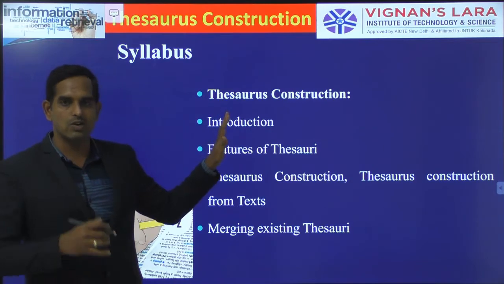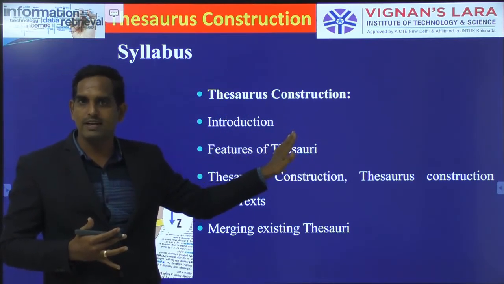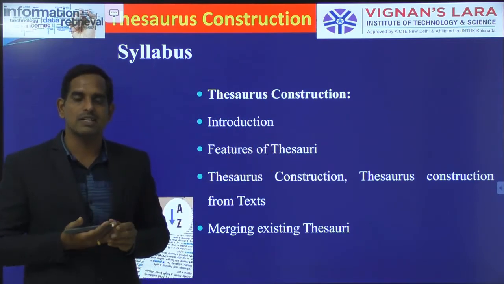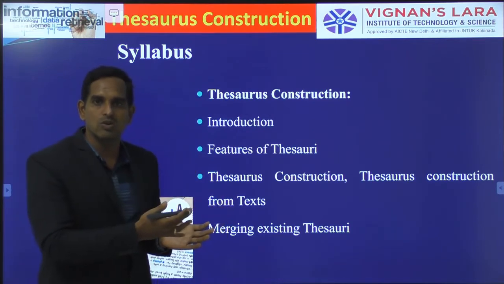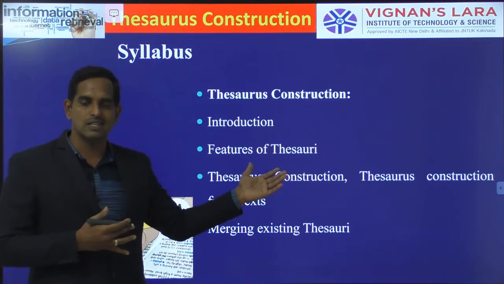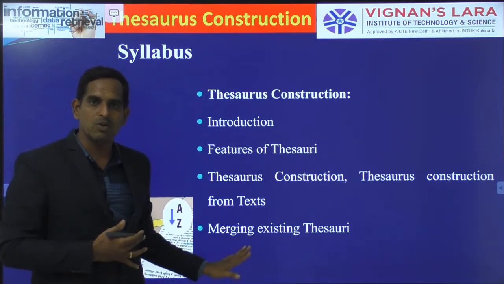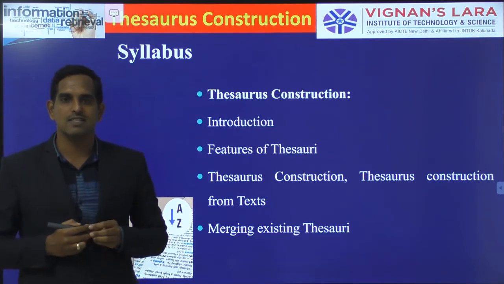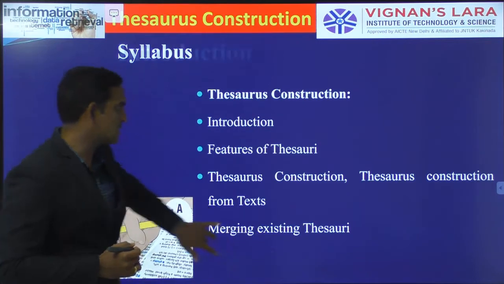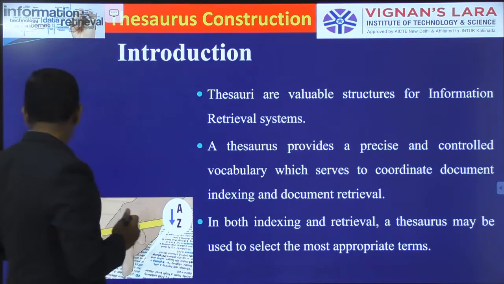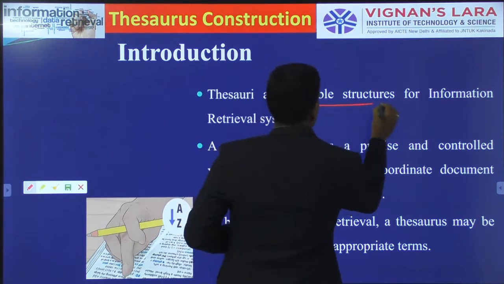So we'll initially look at the various components which constitute a Thesauri. Then we'll look at how to construct a Thesaurus from scratch, how to do manual Thesaurus construction, then how to perform automatic Thesaurus construction, and how this Thesaurus construction can be done for text. And at last we will look at how to merge whatever existing Thesaurus you have for creating a new application.